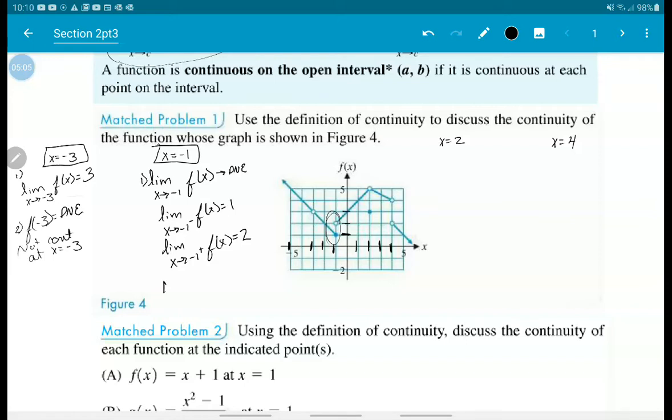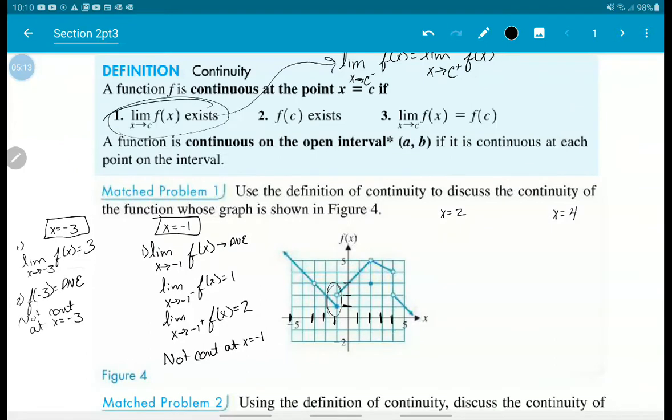So this function is not continuous at x equals -1, because the first part of that definition actually fell apart on us. That limit doesn't exist. So there's no reason for us to go further in the definition if the first part doesn't work. Or, like in the last example, if the second part doesn't work. We know it's not continuous, and now we know the why. The why for this one is that the limit doesn't exist.